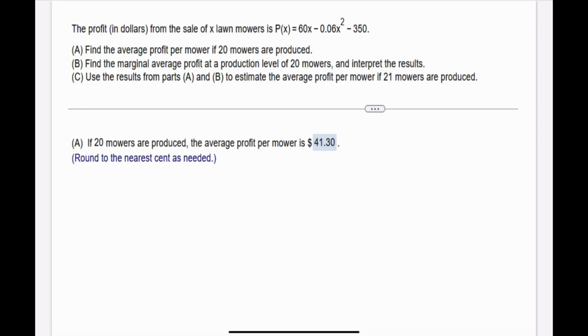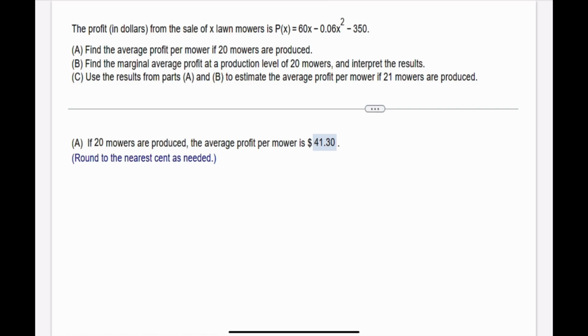All right, what are they asking me? They said the profit in dollars for sale of x lawnmowers is 60x minus 0.06x squared minus 350. Find the average profit per mower if 20 mowers are produced. All right, very good. Let's start with the first one.